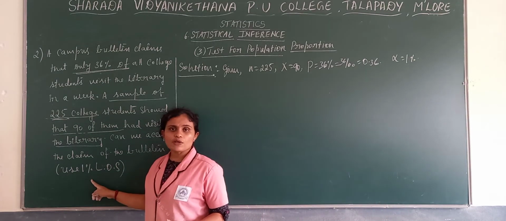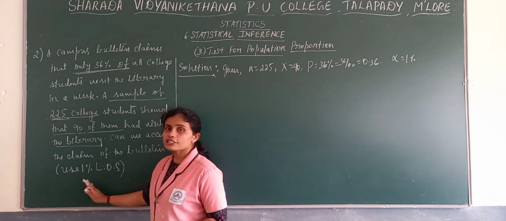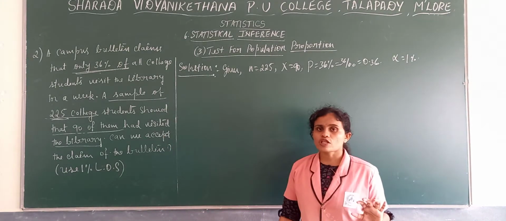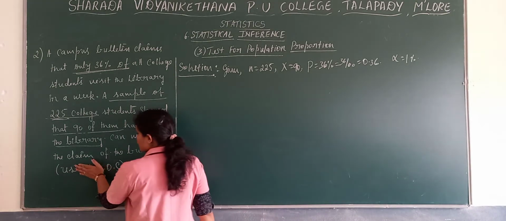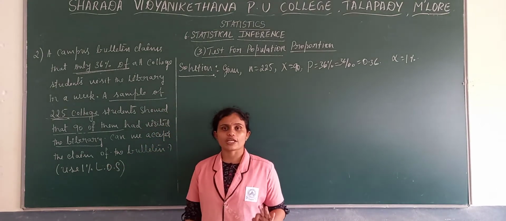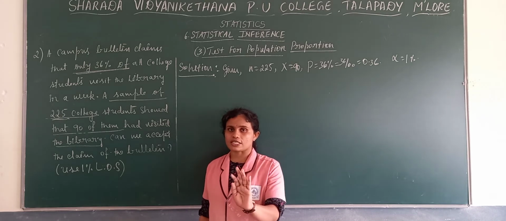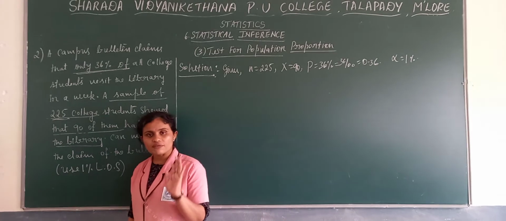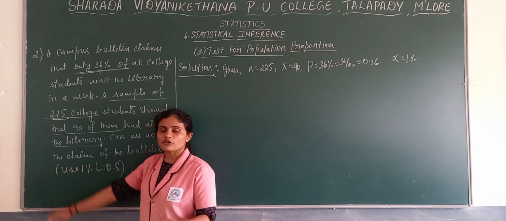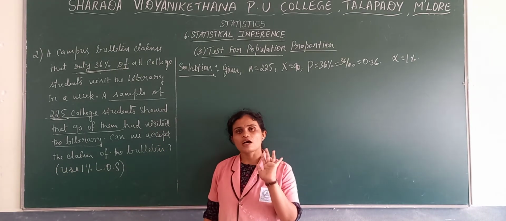One more thing, if it is 1% level of significance, they will definitely mention it in the problem. Sometimes when you get a statistical inference problem, they will not give the level of significance. When they do not mention the level of significance, we need to consider it as 5%. If it is 1%, they will definitely provide it in the problem.